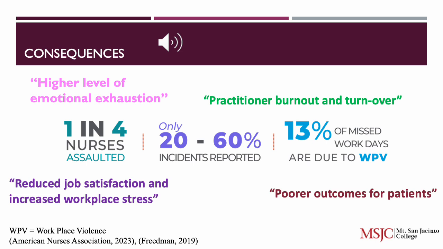The statistic that you see here is a result when a conflict is not managed effectively. According to the American Nurses Association report in 2023, 1 in 4 nurses per hour are assaulted in acute care settings. And other consequences that can happen are higher levels of emotional exhaustion, practitioner burnout, high turnover, reduced job satisfaction, and increased stress in the workplace. And the paramount consequence is poorer outcomes for patients.